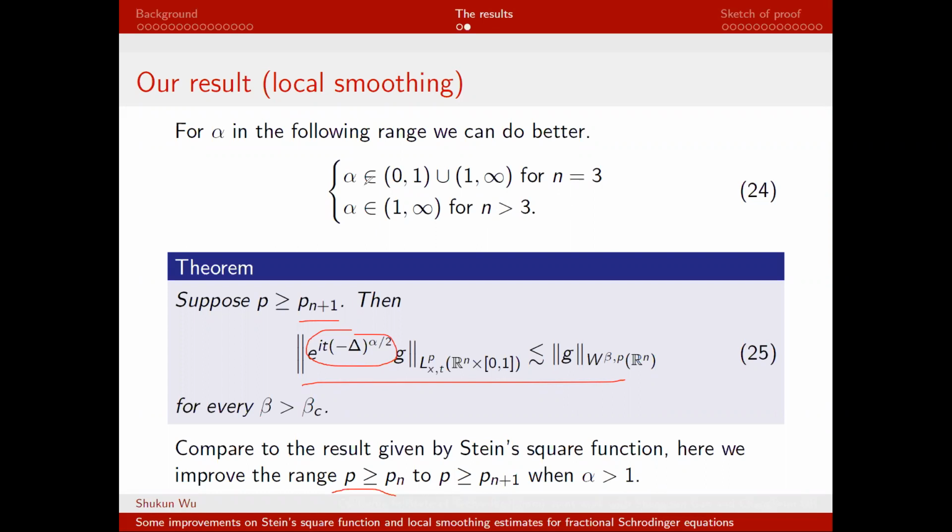Actually, for alpha equal to 3, we get the range 3.25, which is basically better than what Stein's square function can give, I think. Okay.